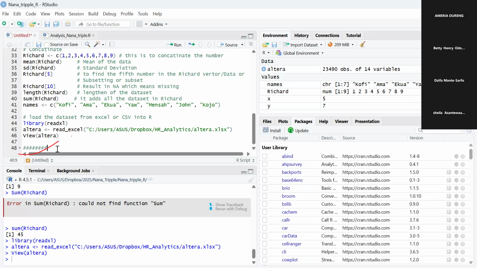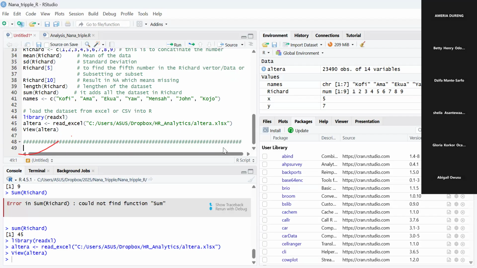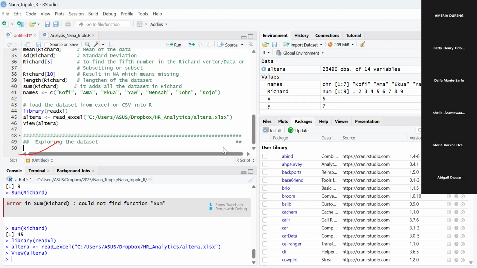Let's start with this data. I want to start doing something. I like putting a lot of hashtags, because anytime I want to do something new or something which involves a lot of commands, I put the hashtag sign there. I want to do what we call exploring the data set. I want to know how the data looks like. We want to look at how the data looks like.